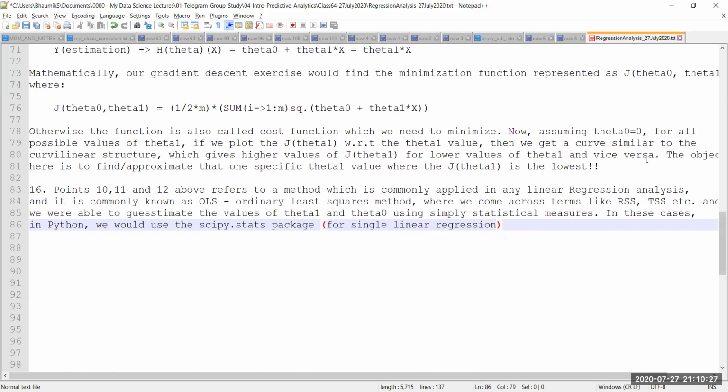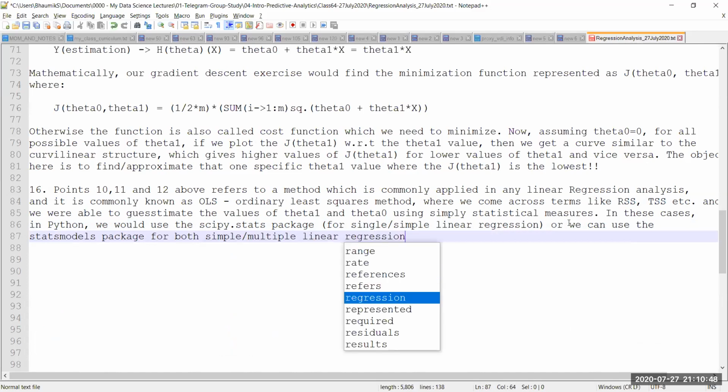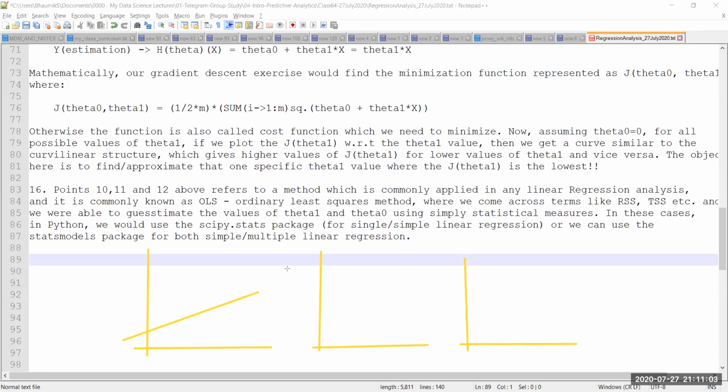or I can also say simple linear regression. Or we can use the statsmodels package for both simple and multiple linear regression. I'm not sure if I have previously defined this terminology linear regression, so I'll just quickly define it once. If I have three scenarios, which is something like this, linear regression is when my regression line looks something like this.